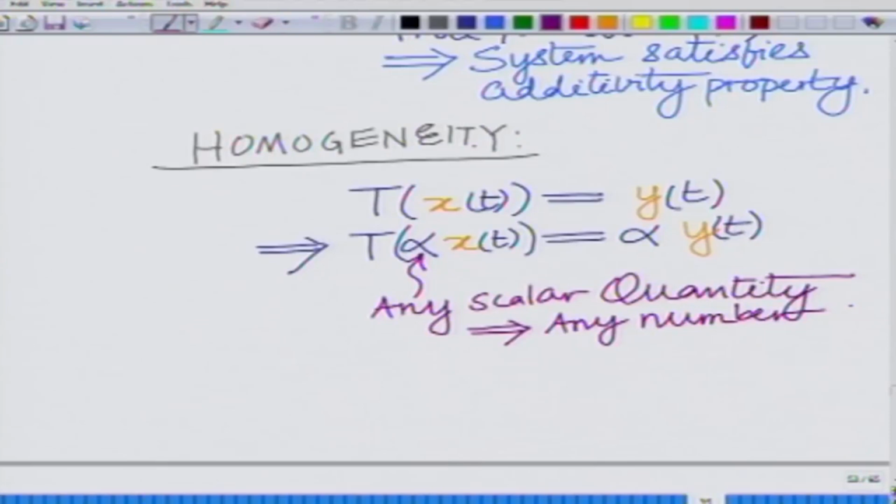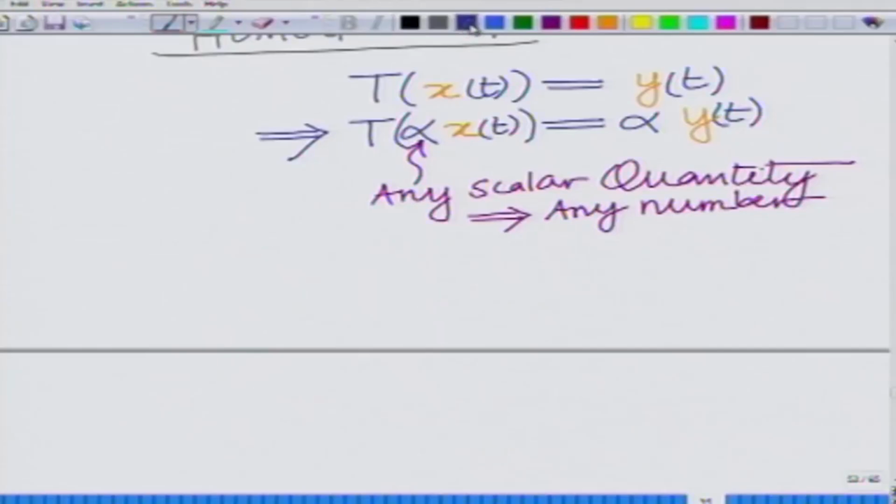It can be a real number for real signals or a complex number for complex signals. So, if the input is scaled by a scalar quantity alpha, then the output is also scaled by the same scalar quantity alpha. If the system satisfies this property, it satisfies the homogeneity property. So this is the homogeneity property.